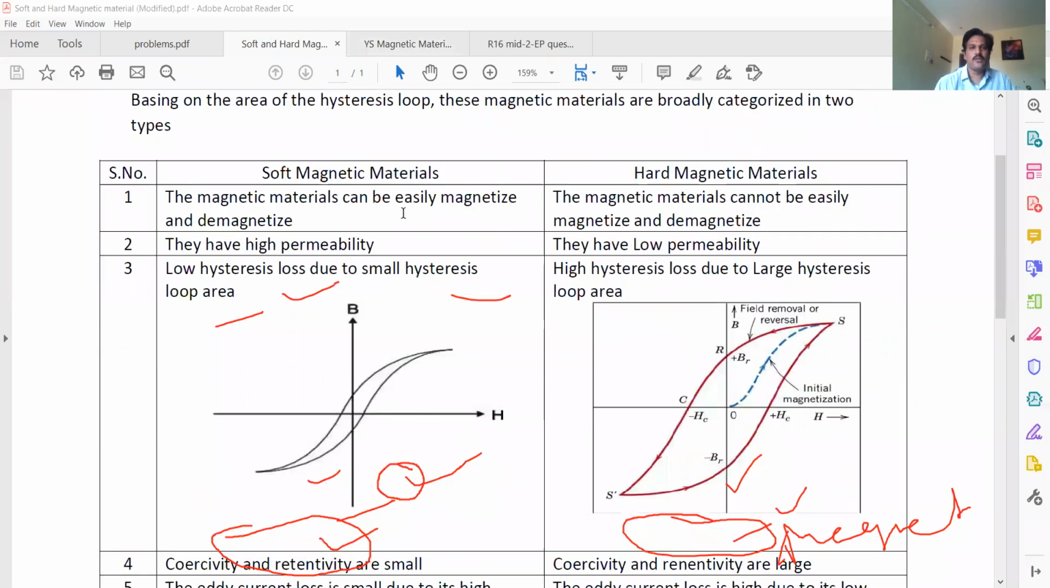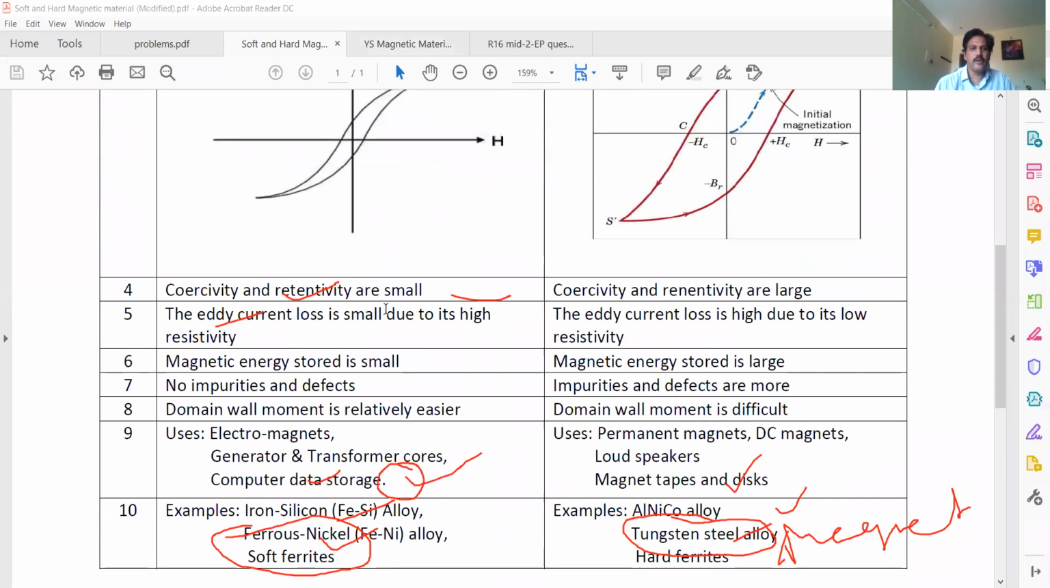Soft: easily magnetized; hard: cannot be easily magnetized. High permeability, low permeability. Low hysteresis loss, high hysteresis loss. Coercivity and retentivity are small, coercivity and retentivity are large. Eddy current losses are small, eddy current losses are high. We heard about eddy current testing, which we can also do on aeroplanes. The aviation industry uses the eddy current test, one of the non-destructive testing methods. Eddy current testing in the aviation industry.